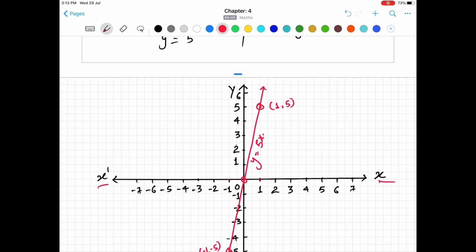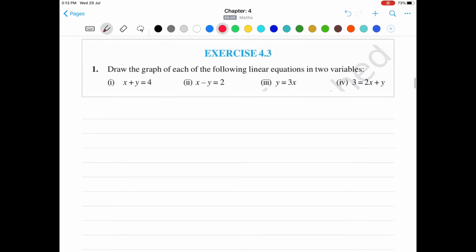Now moving ahead to exercise 4.3. Exercise 4.3 says draw the graph of each of the following equations in two variables. Now we are given certain equations. We are given the 4 equations here. We have to represent the following equations on the graph paper. Okay, for each one, draw a graph of each of the following linear equations.